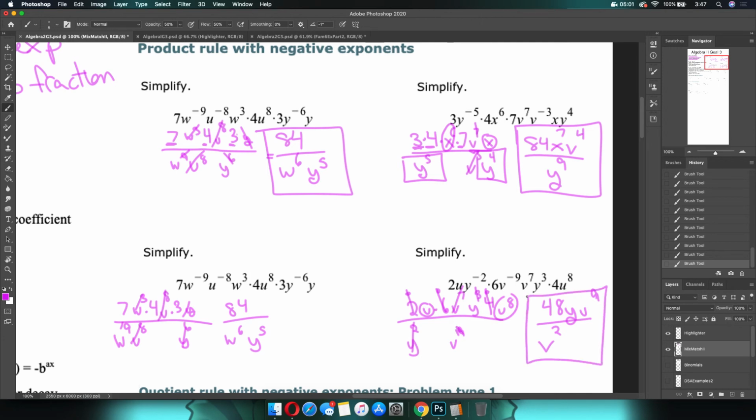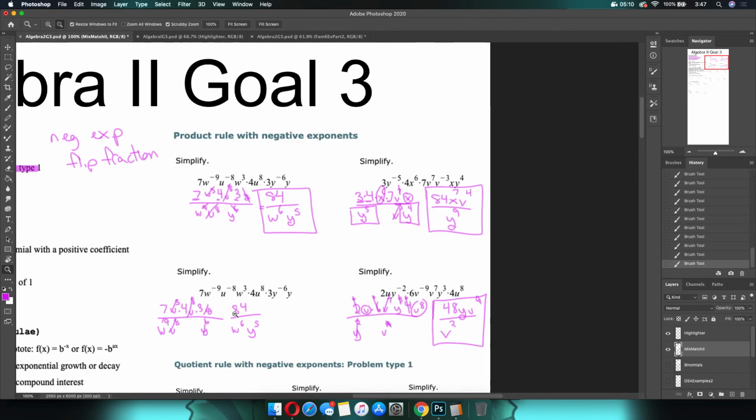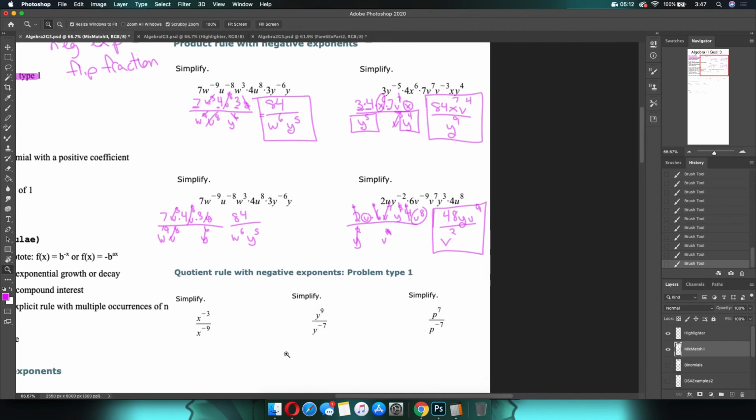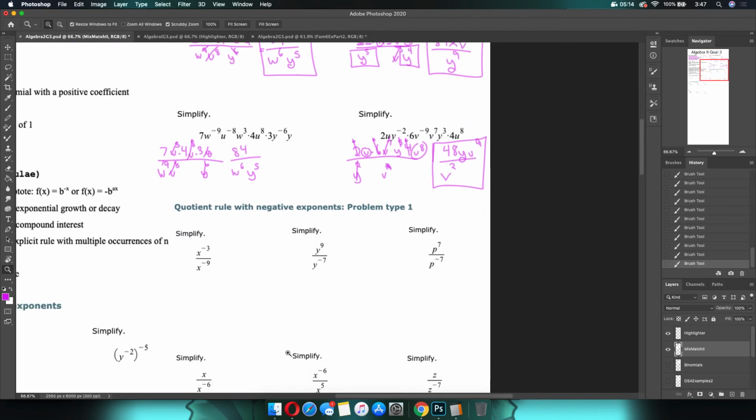So this is where, if you're not careful with your organization, it doesn't take much for you to start to lose track. So always be very, very careful of that. Next topic, let's see here. Let's do some quotient rules, so long as we're talking about fraction bars.